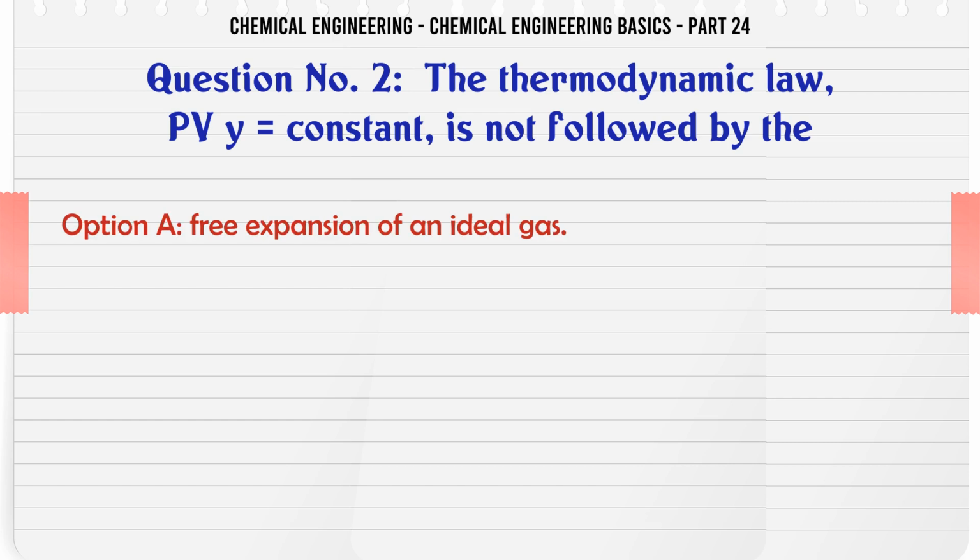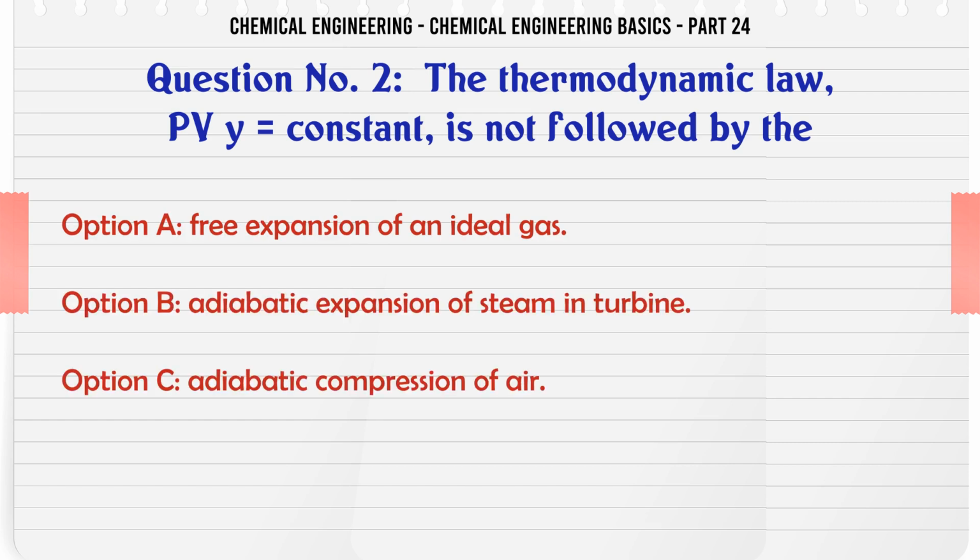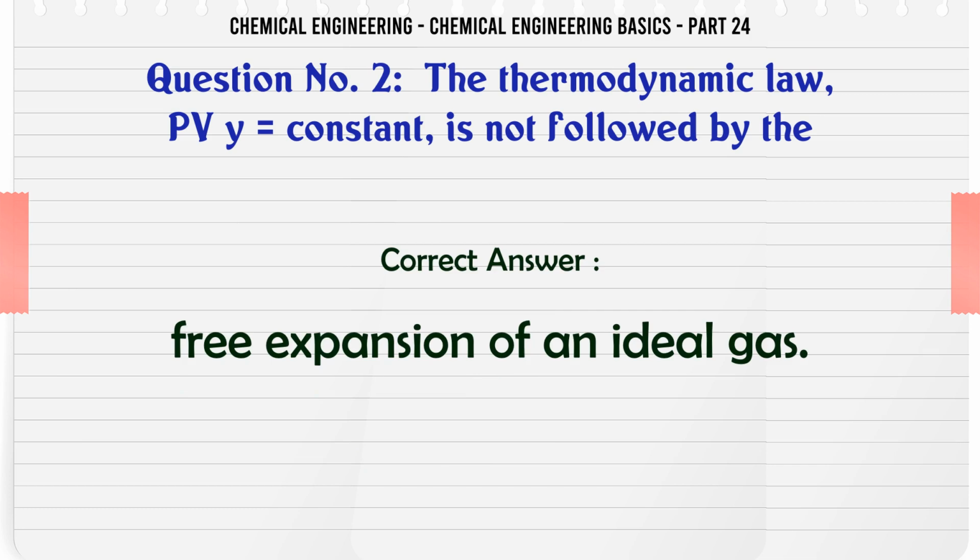The thermodynamic law PV = constant is not followed by the: A. Free expansion of an ideal gas. B. Adiabatic expansion of steam in turbine. C. Adiabatic compression of air. D. Ideal compression of air. The correct answer is free expansion of an ideal gas.